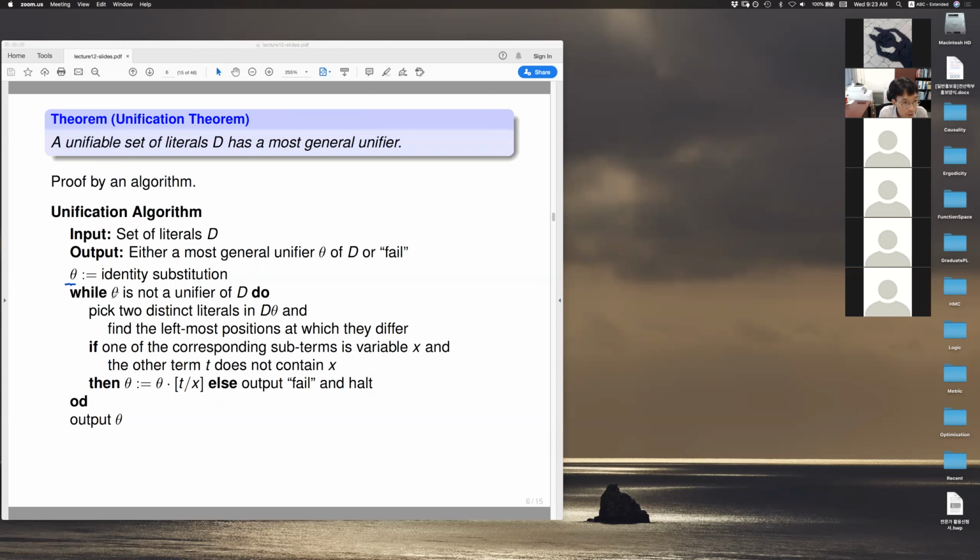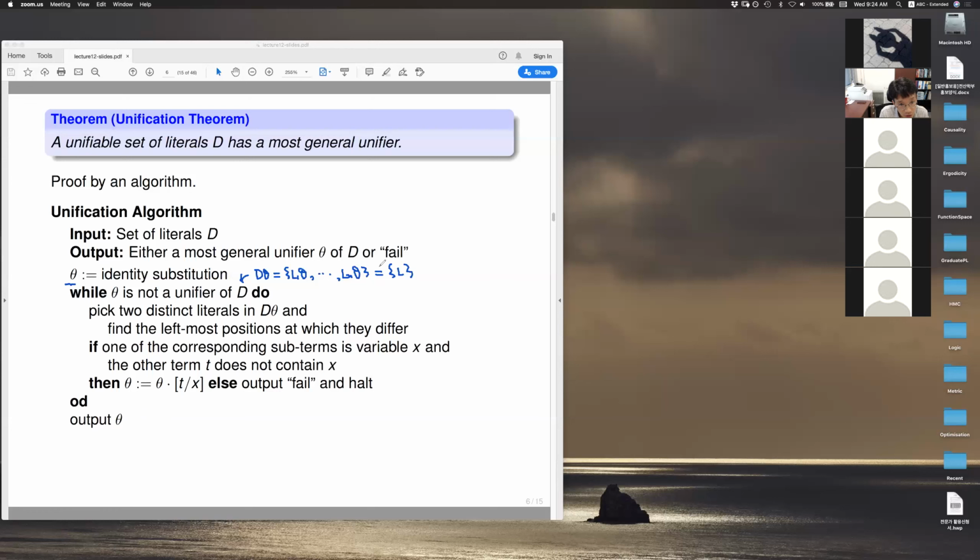Now the body of the loop. The loop continues until theta is a unifier of D, which means that we apply theta to every literal in D. So if D is L1 up to Ln, you apply theta to all the literals there. If they become one singleton set L, then we are done. So if that's the case, we get out of the loop and return theta. Otherwise, it goes into the loop.